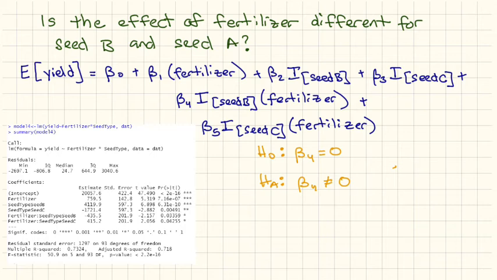So looking at my output, I'm going to find my beta 4 coefficient. And I find the p-value for this test is 0.03. So that's significant at the 0.05 level. So we could say that we conclude that the effect of fertilizer is different for seed B than for seed A.